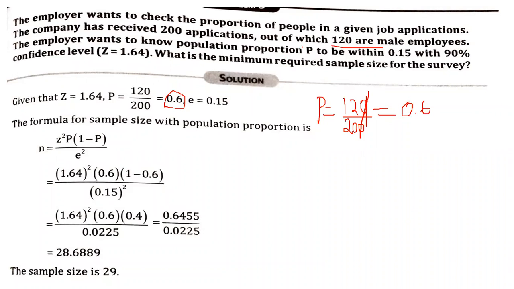And they are saying that the population proportion will be within 0.15. So what is the limit for us? The highest value that this population proportion can go is 0.15. That is why we have taken 0.15 as the margin of error. Did you all understand the question?